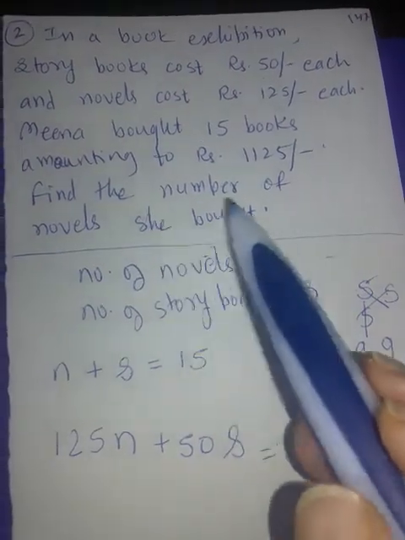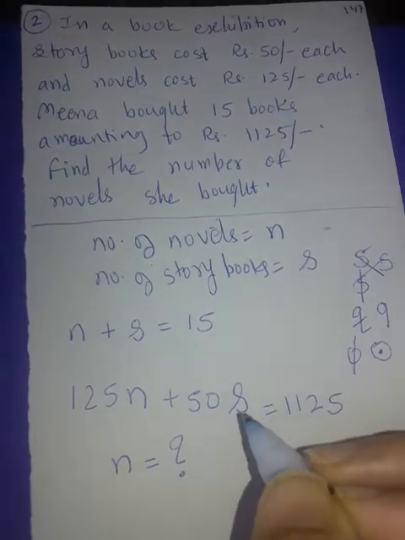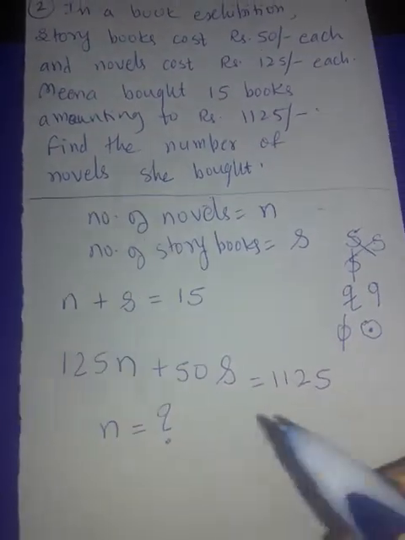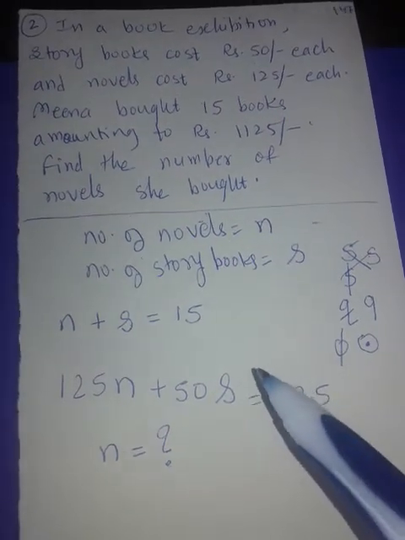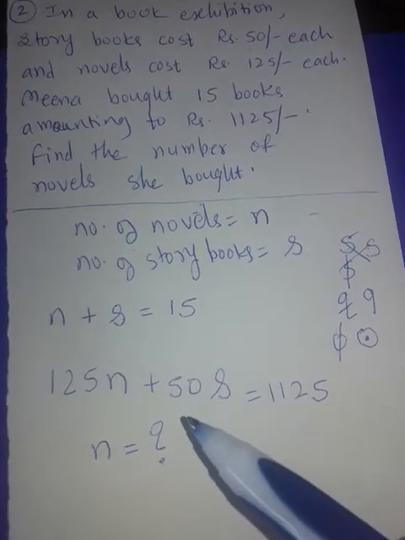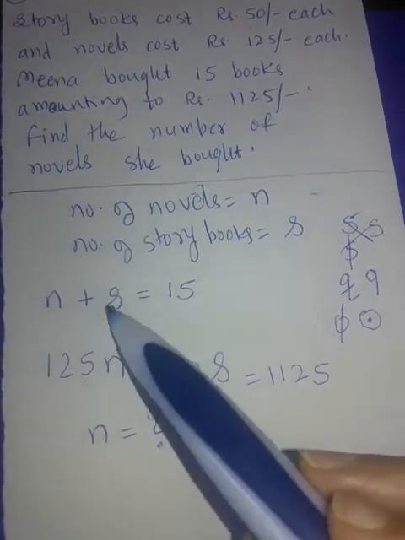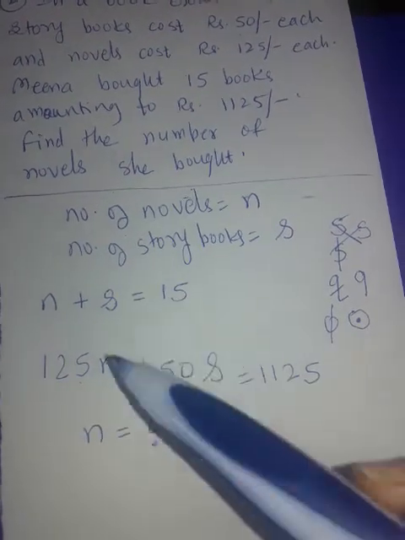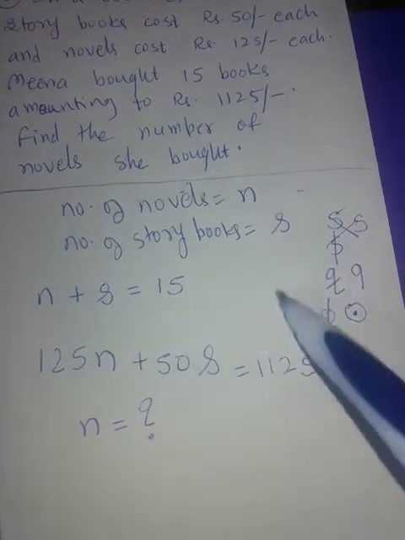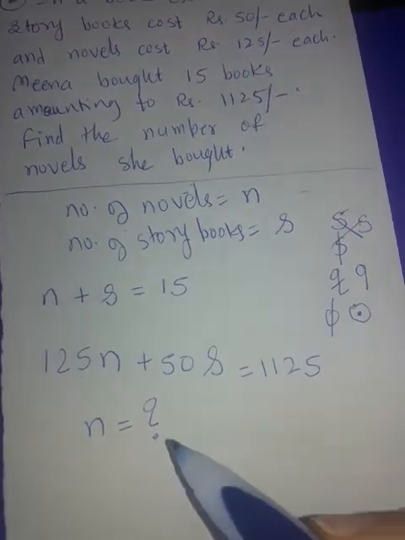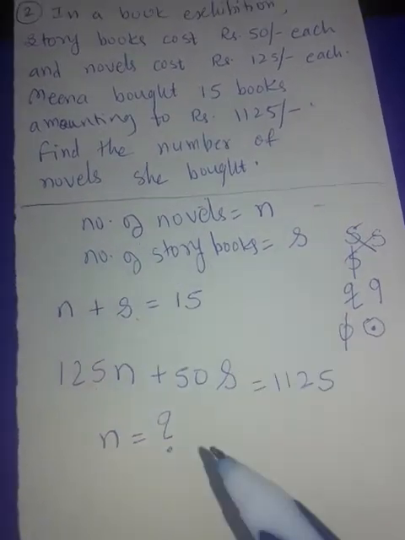And what is the question? Number of novels. What is N? We don't want S. We want only N. So which method can we use here? If I go for elimination, I'll have to multiply this by either 125 or 50, then eliminate something. For the shortcut also I will need a few calculations, but here the substitution method will save our time. Look, we want N, so we can write S in terms of N.